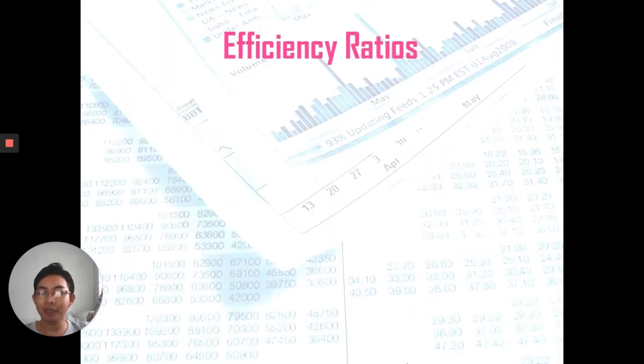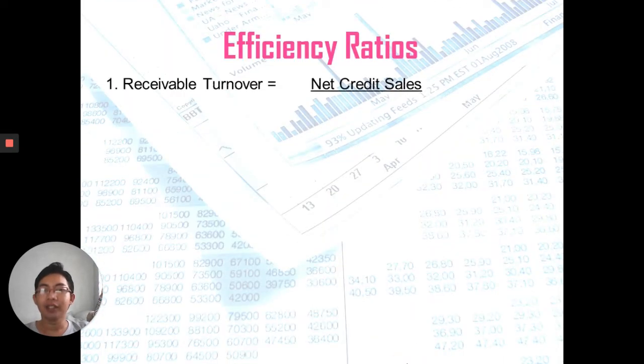Okay, let's proceed to the specific formulas. We have the receivable turnover. Remember the rule: income statement account on top, average balance sheet account at the bottom. So receivable turnover is net credit sales divided by average accounts receivable.